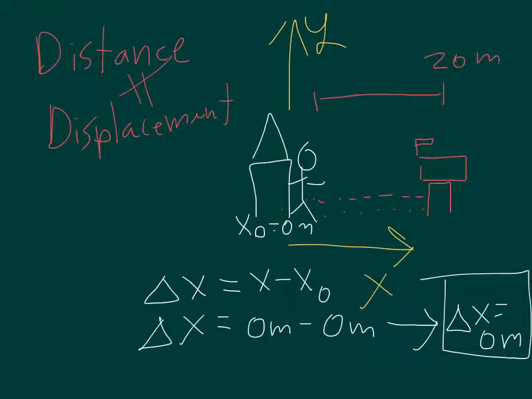My distance traveled may have been 40 meters, the 20 out and the 20 back. But displacement, because of its definition, being that it's just the change in your overall position, it doesn't care about the path that you took. It doesn't care that you walked and came back to where you started. As far as displacement is concerned, you went 0 meters in this case.